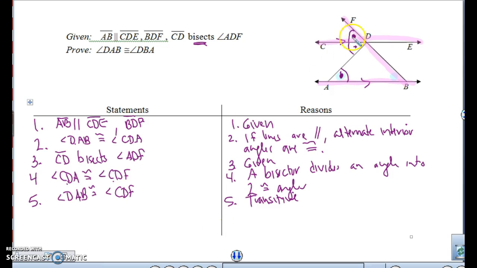Now, does this angle right here have any relationship to angle DBA down here? Yeah, if these lines are parallel, what kind of angles are these right here? This one and this one. Where are they? Well, they are corresponding angles. So angle CDF is congruent to angle DBA. If lines are parallel, corresponding angles are congruent.